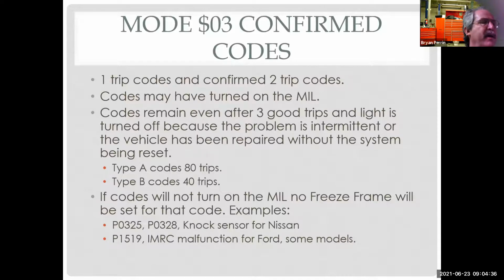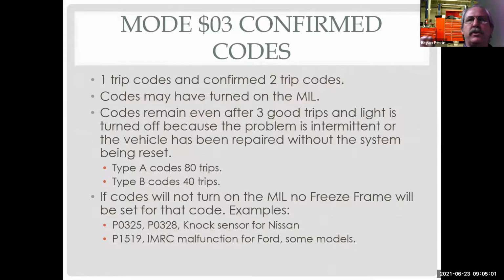P1519 code, intake manifold runner control malfunction for Ford passenger cars. On the trucks, it turns the check engine light on. The passenger cars, it doesn't, like the Mercury Mystique and other ones that won't turn the light on for this code. But it will on an F-150 with a 4.2 liter, same code. So why is it more important on a truck than it is on a car? I have no idea.